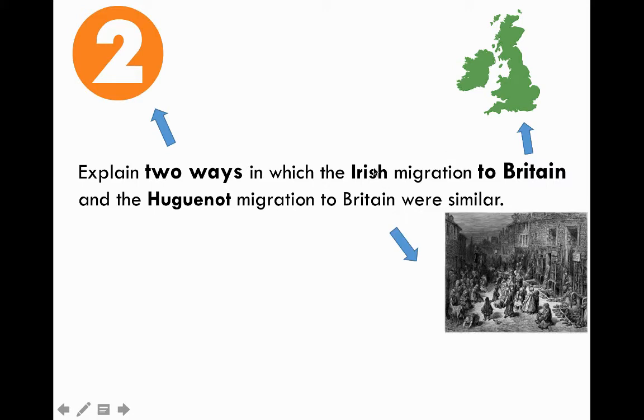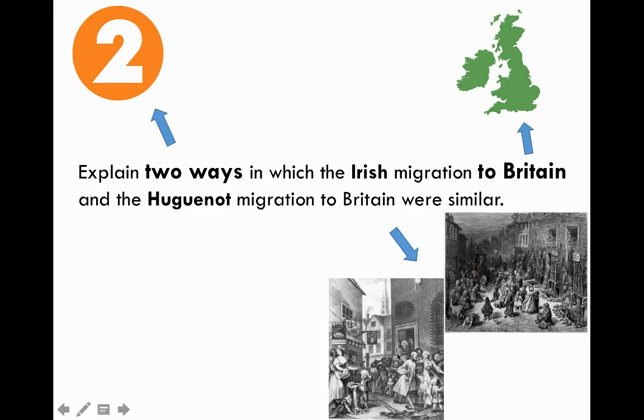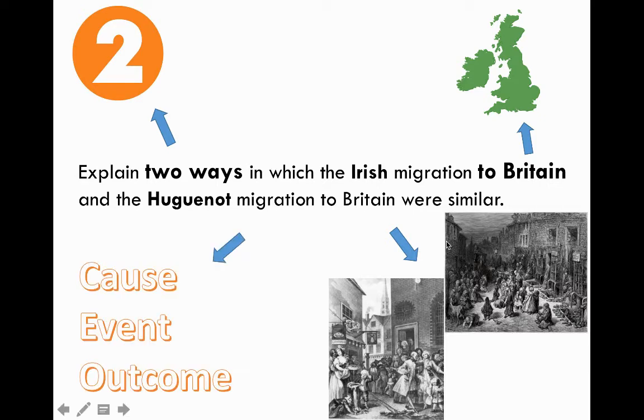Third, it gives me 2 groups, the Irish and the Huguenot. So I must focus on the Irish and the Huguenots. I don't need to talk about any others, and I won't be rewarded for talking about any of the others. Finally, I forgot to put it in bold, but it says similar. It does not say differences, it does not say similarities and differences. It is solely about similarities.